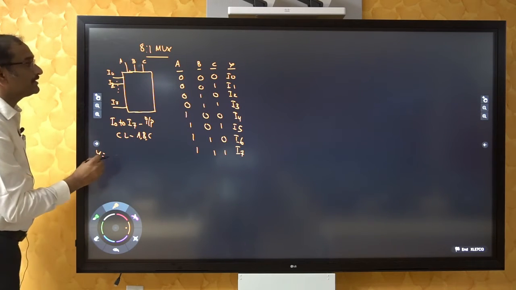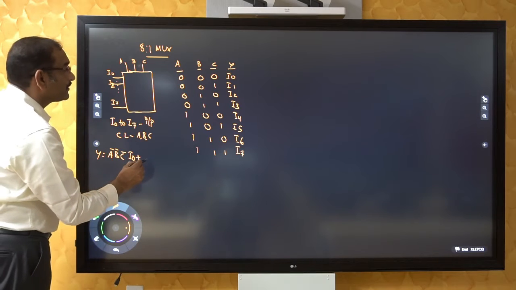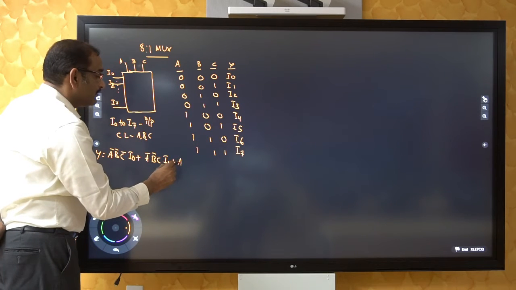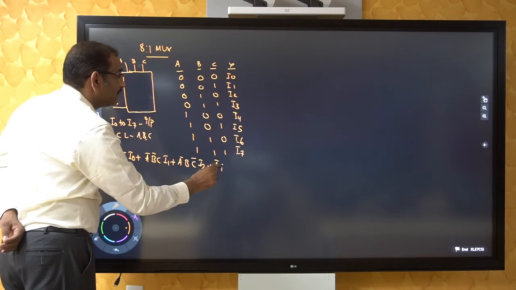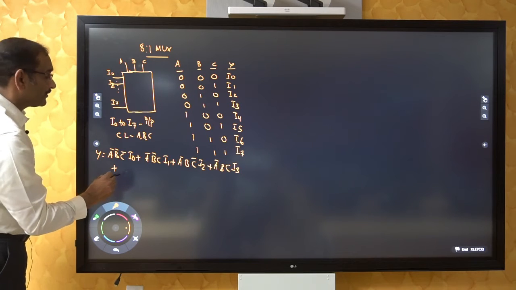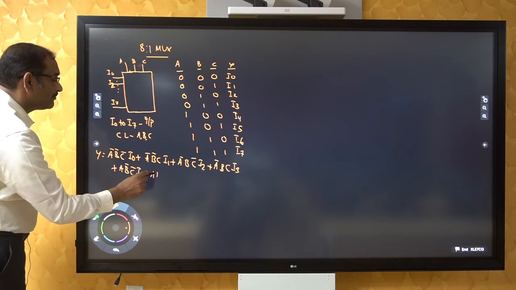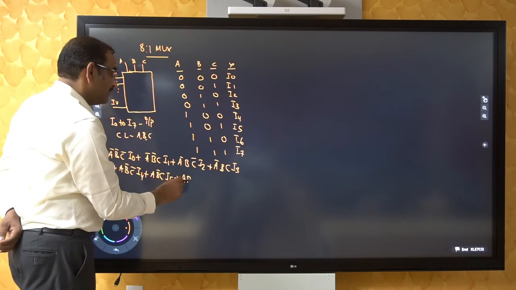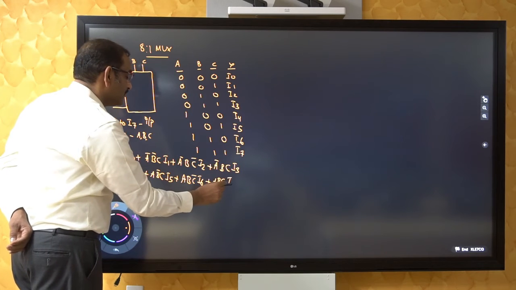Let the equation be Y, that is A bar, B bar, C bar, I0 plus A bar, B bar, C, I1 plus A bar, B, C bar, I2 plus A bar, B, C, I3 plus A, B bar, C bar, I4 plus A, B bar, C, I5 plus A, B, C bar, I6 plus A, B, C, I7.